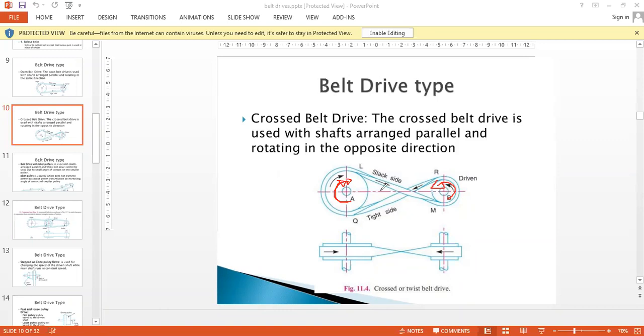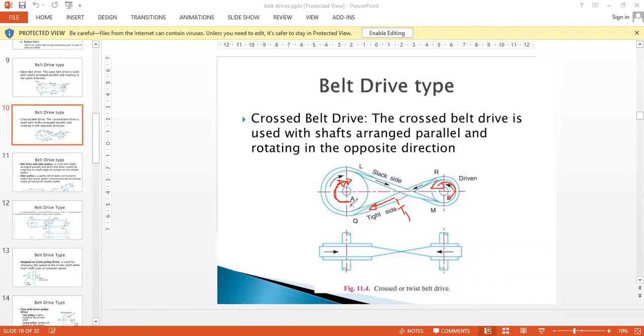The next thing is that here also we have a tight side and a slack side. If the driver pulley rotates in the clockwise direction, this particular region of the belt is going to be pulled or extended, so it is going to have more tension. It is called the tight side.